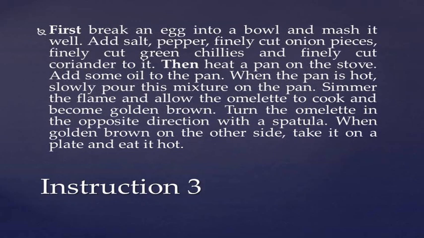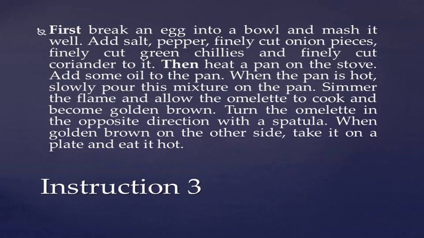Look at this instruction set. First, break an egg into a bowl and mash it well. Add salt, pepper, finely cut onion pieces, finely cut green chilies, and finely cut coriander to it. Then, heat a pan on the stove. Add some oil to the pan. When the pan is hot, slowly pour this mixture on the pan.